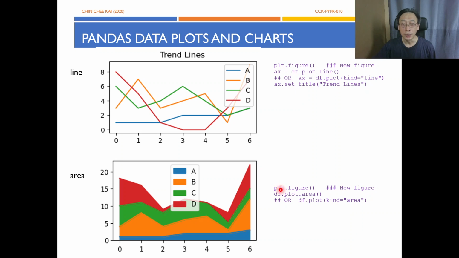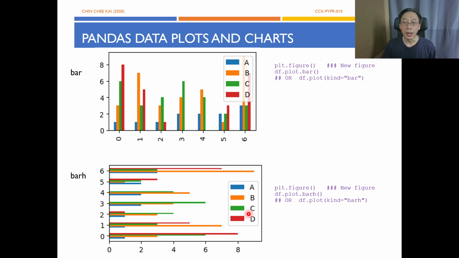For area, simply change it to .area, and that's it. So very simple. Next up, we create a new figure and then plot df as bar.